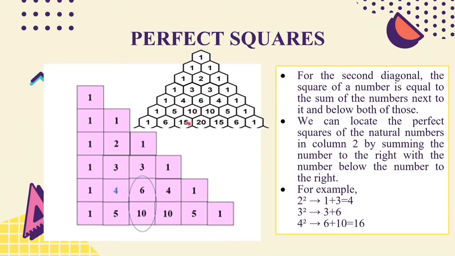So 10 plus 15 is equal to 25. So we can locate the perfect square of the natural numbers in column 2 by summing the number to the right with the number below the number to the right. To discuss further, I will show you how the perfect squares of the natural numbers in column 2 happen.